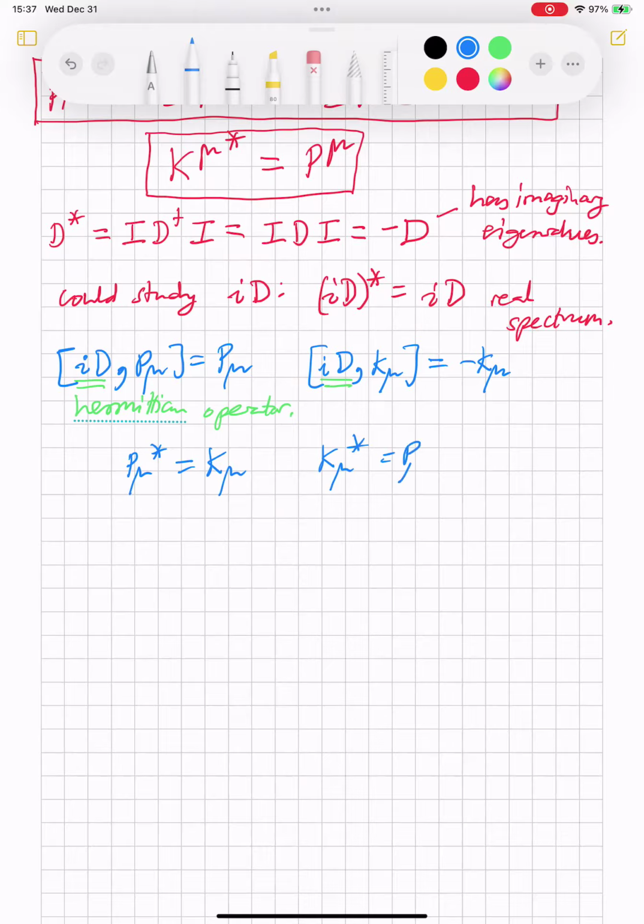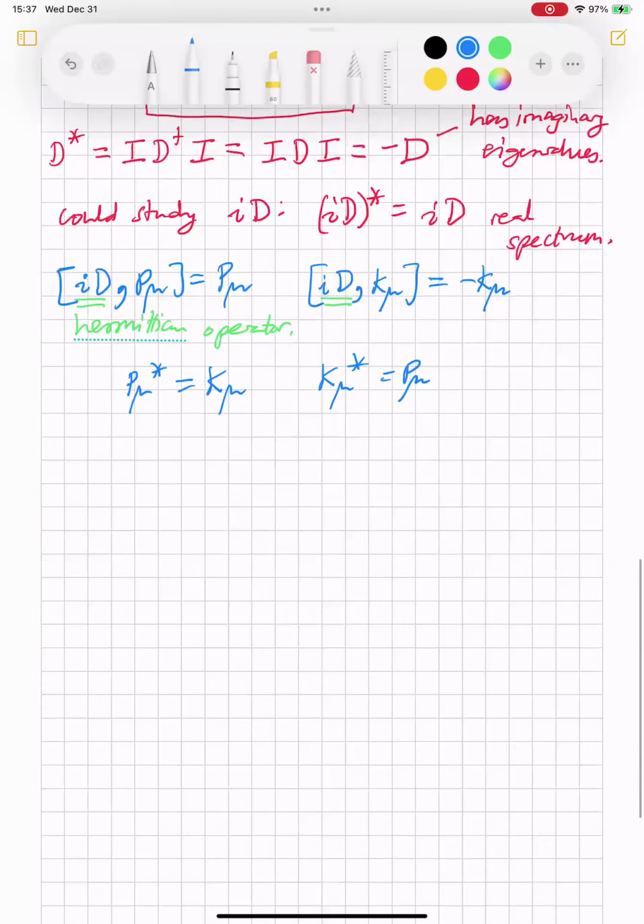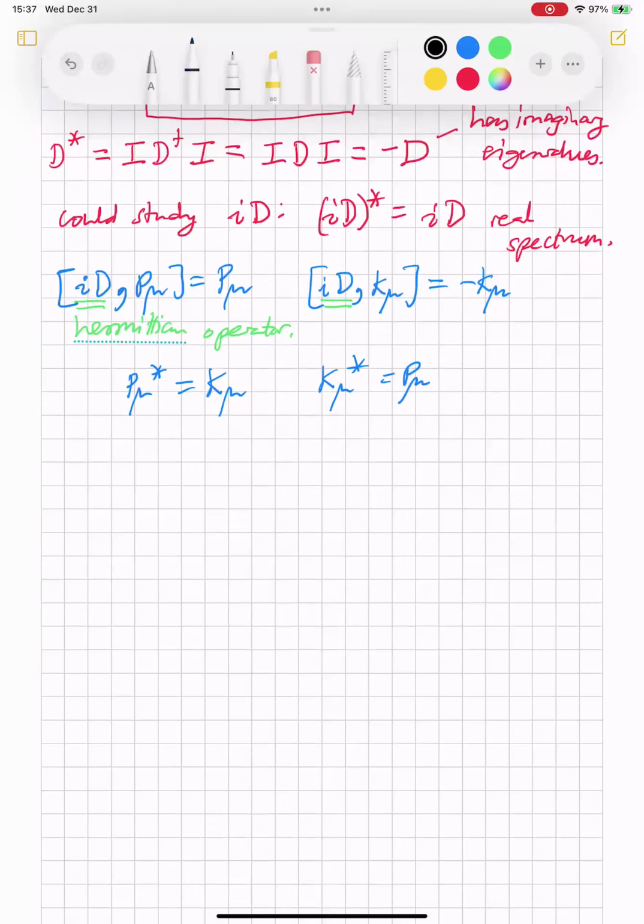Okay, now I want to remind you of something because you've seen this structure before. So let me put the structure that I want to remind you of. And what do I want to remind you of? I want to remind you of the harmonic oscillator. When you studied the harmonic oscillator in quantum mechanics, the thing that you wanted to figure out was the spectrum of the Hamiltonian. And then you used this very clever trick due to Dirac. And Dirac introduced the creation and annihilation operators.